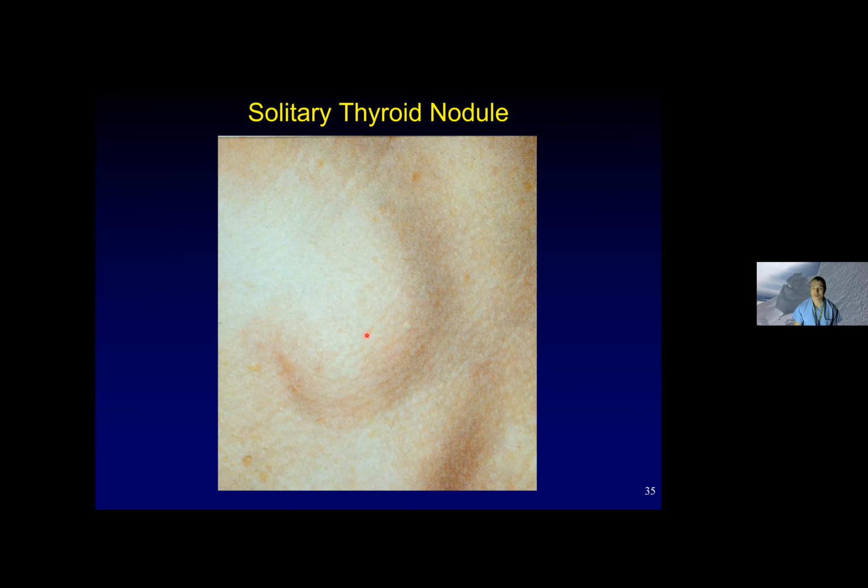So here's an example of a thyroid nodule that you can see there on top of the clavicle. I usually ask the patient to swallow, and I see how their neck moves. Sometimes that can help you identify the thyroid gland if it's enlarged, or a nodule within the thyroid gland in particular, if it's visible.